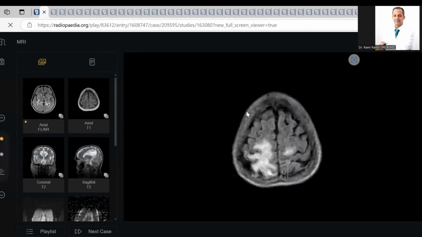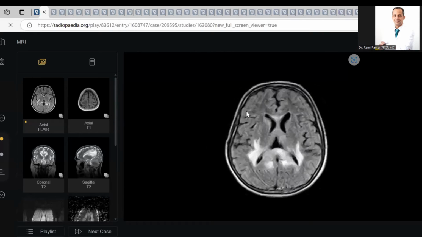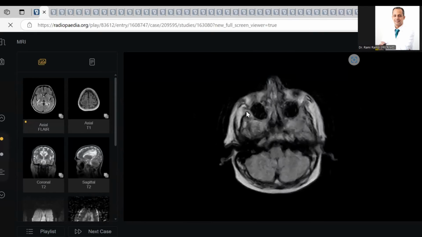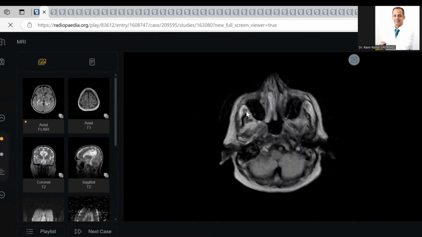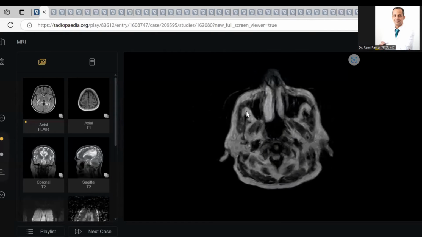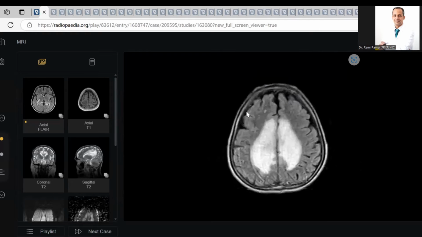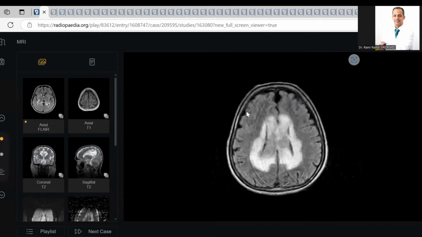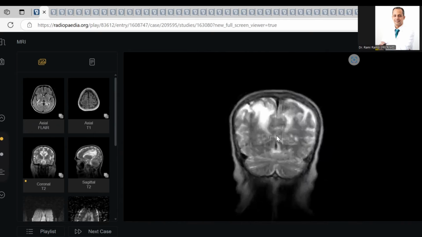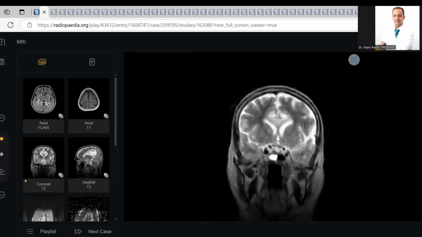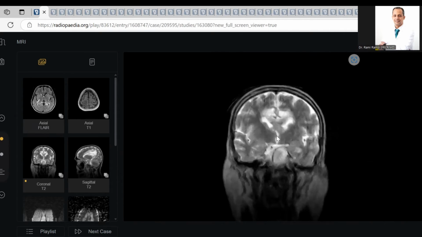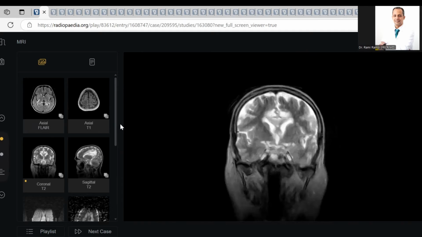Okay, I'm provided with clear images, and I could appreciate extensive FLAIR bright edema signal in the centrum semiovale, splenium of corpus callosum, and posterior limb of the internal capsule. So can you show me the T2 images? A similar edema signal is noted. Can I have T1 post-contrast?